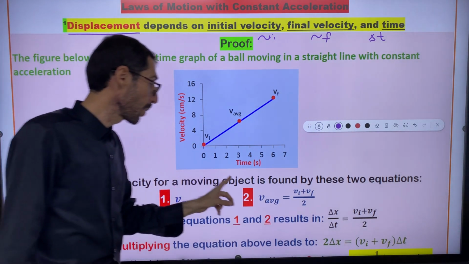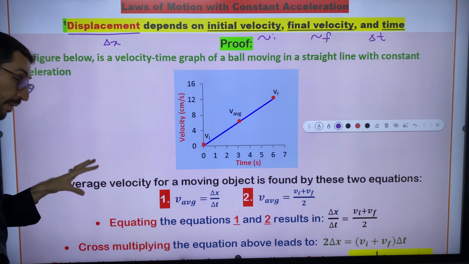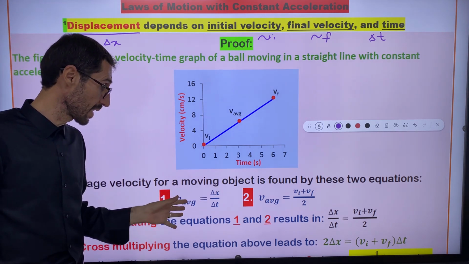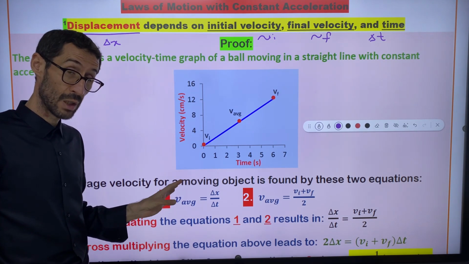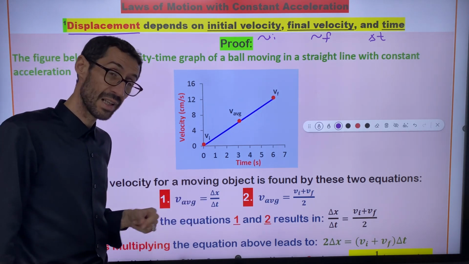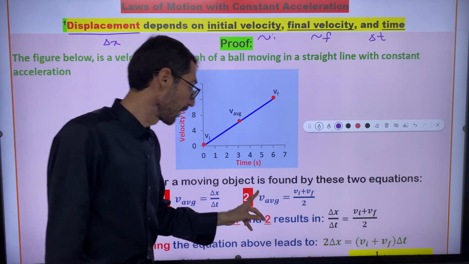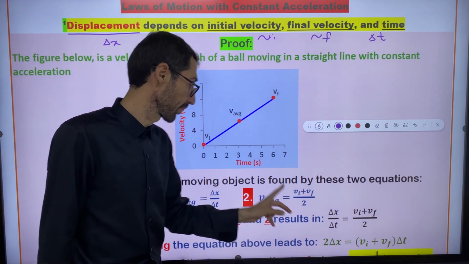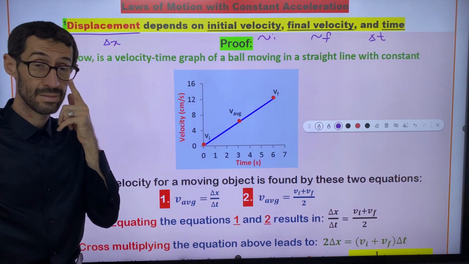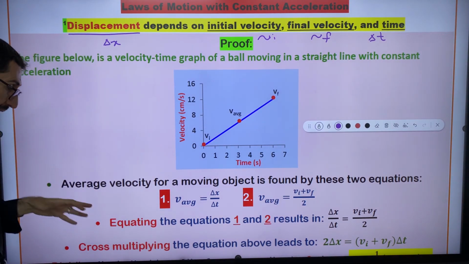Average velocity for a moving object is found by two equations. These are old equations; we have information about these rules. V average is equal to delta x over delta t, or V average is equal to Vi plus Vf divided by 2. Vi plus Vf divided by 2 gives you the average.